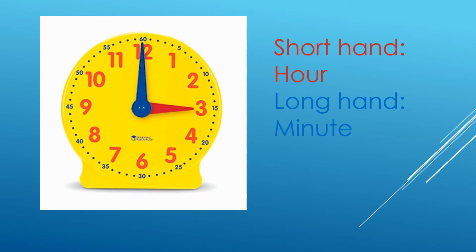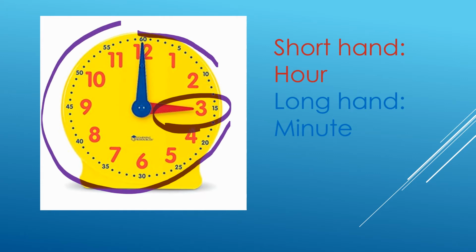Okay, so here, just as a reminder from second grade standards, is a clock. So we have our shorthand and we have our longhand. Our shorthand is going to tell us the hour, where our longhand is going to give us the minutes. All along here are going to be your minutes, and we know that 60 minutes are equal to 1 hour.